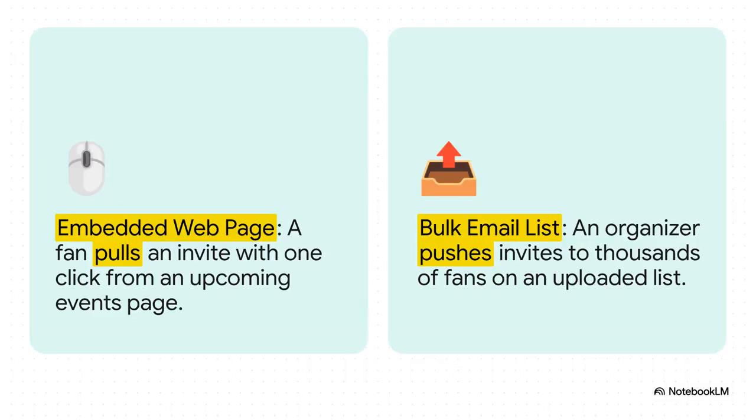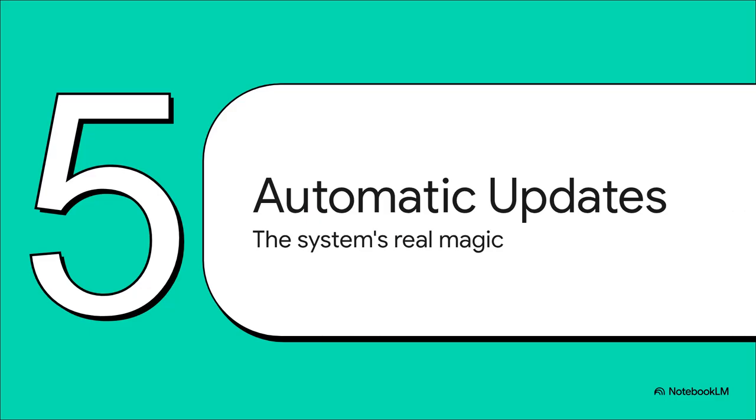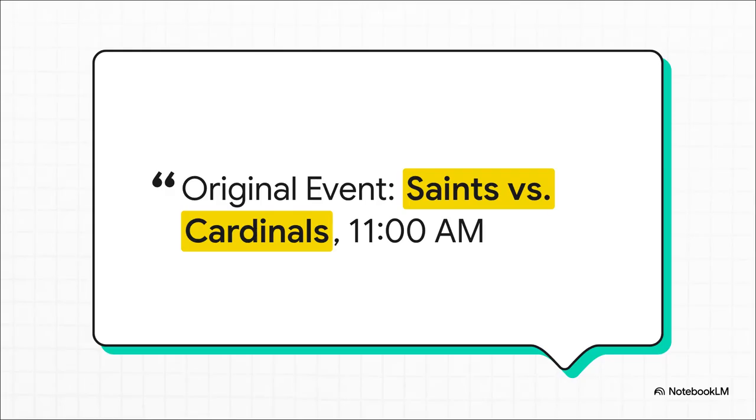And the system gets these invites out in 2 main ways. You, the fan, can pull an invite from a web page, that's our Add to Calendar button, or the organizers can push invites out to a huge email list all at once. That's perfect for groups like season ticket holders. But, just sending the invite is only half the story. The real power, the absolute magic of this whole system is what happens after you've already added that event to your own personal calendar.